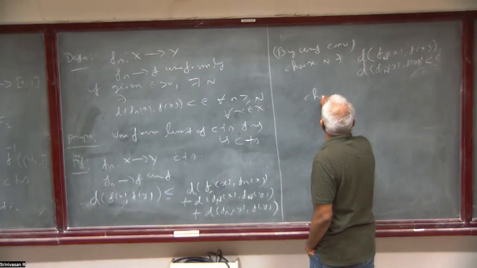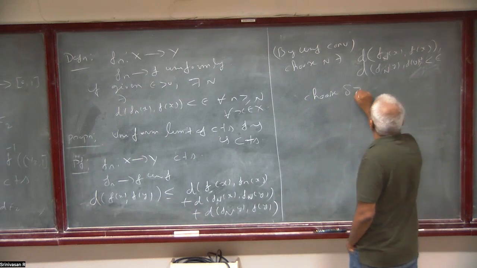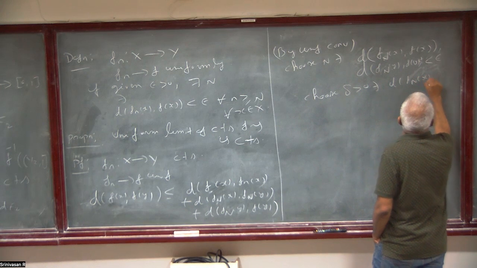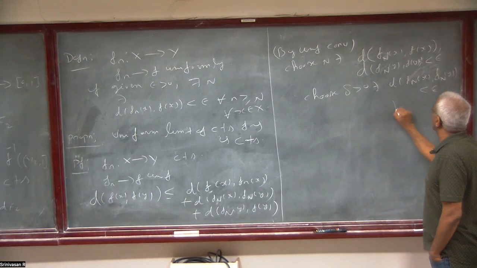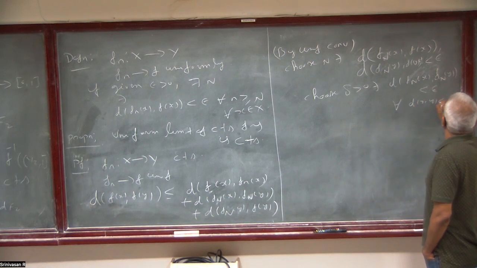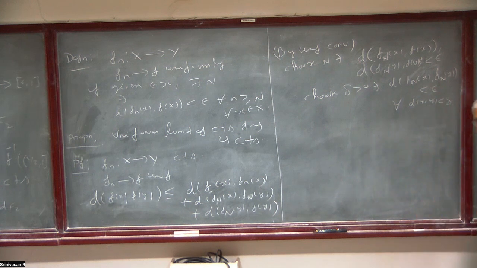And choose delta greater than 0 such that d(f_n(x), f_n(y)), by continuity, is less than epsilon for all x, y with d(x, y) less than delta. So it will follow.